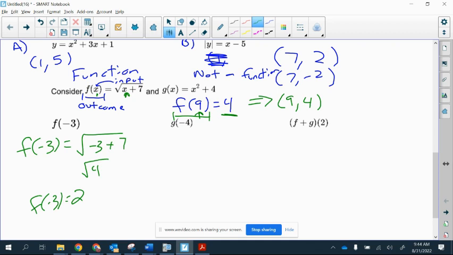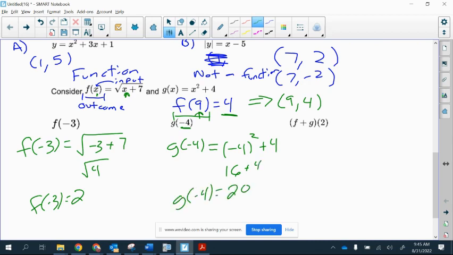This g of x is just a different function being named. So if we look for g of negative 4, it means we replace x with the negative 4. So we have negative 4 squared plus 4. Negative 4 squared is negative 4 times negative 4 is 16, plus 4, which is 20. So g of negative 4 is 20.